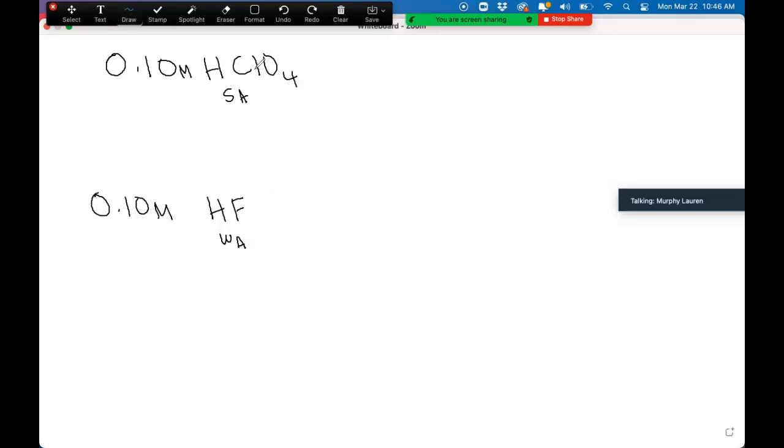So I'm going to write the HClO4 equation. So again, the first step, identify major species. Second step, write out the equation or reaction. Now, if all I have is a strong acid, this is not an equilibrium. You can write it like this. One-way arrow, right, for strong.